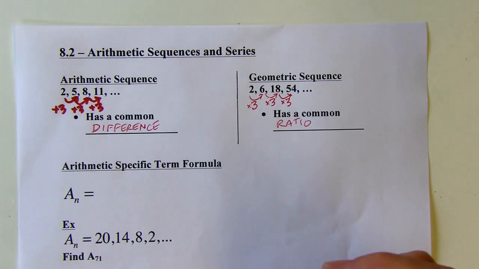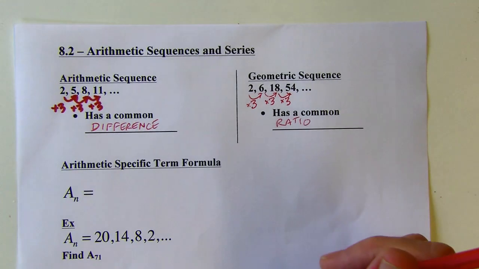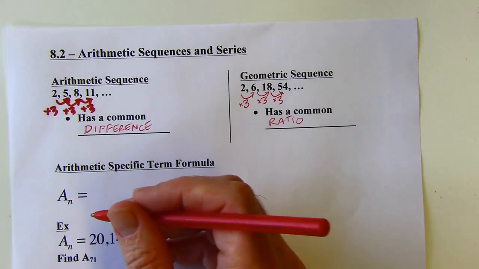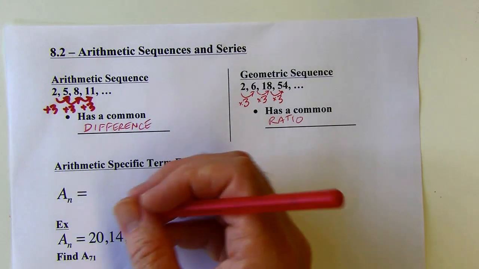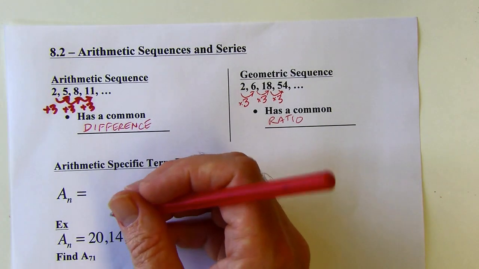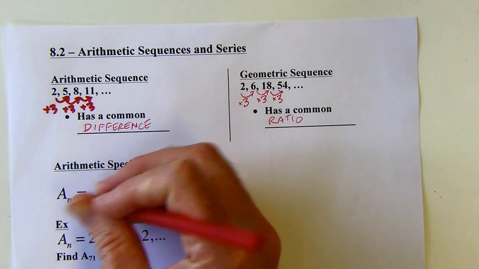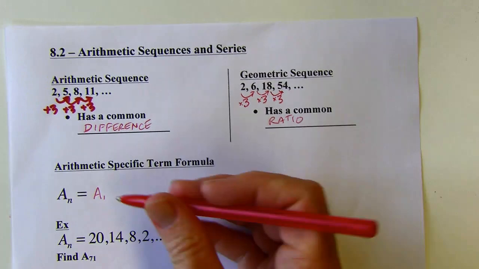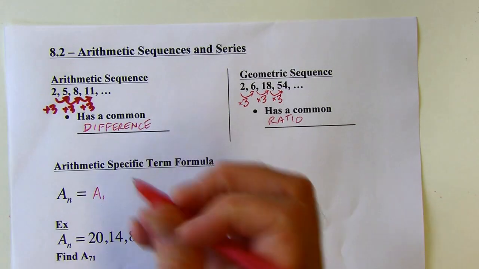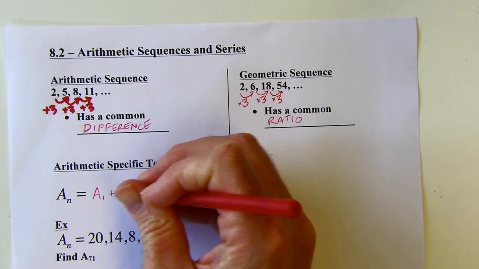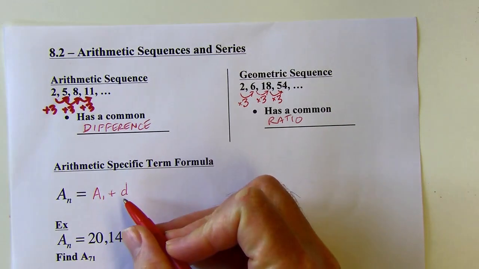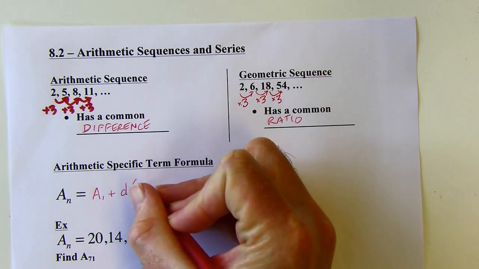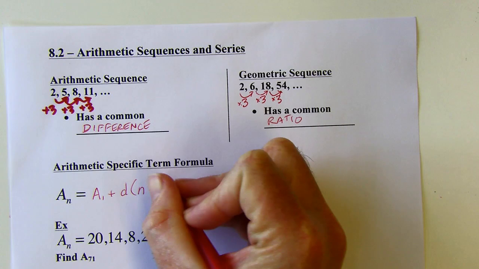All right, so we're going to start with what I call the arithmetic specific term formula. This is a way to find a specific term in any arithmetic sequence or series, actually. So here is the formula. You're going to take the first term, whatever the first term is, okay? And we're going to add d, which is the common difference, and then we're going to multiply that by n minus 1, okay?